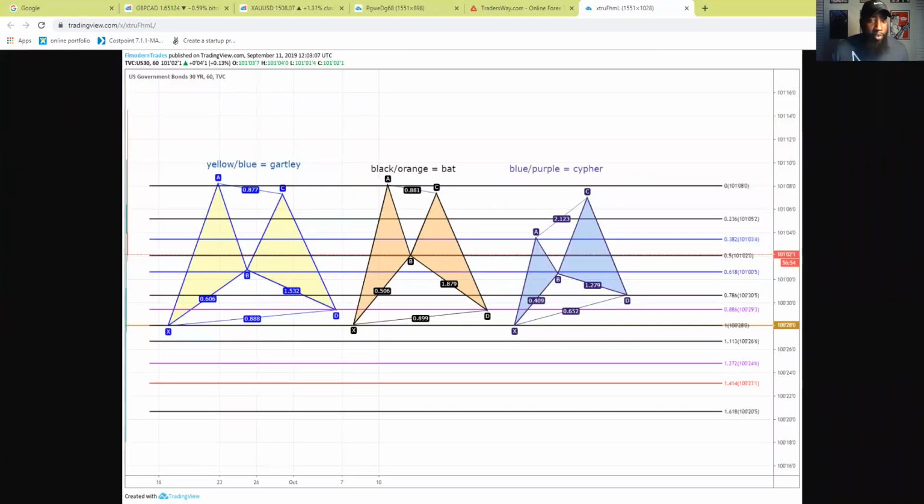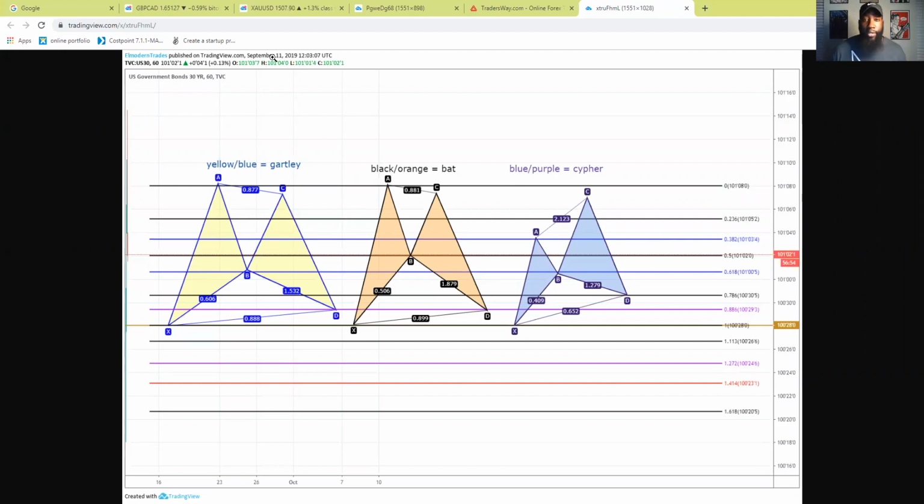From now on, this is how I'm going to be setting up my harmonic patterns on my charts. If you see yellow and blue, know it's a Gartley. We don't have to ask that question at all. If you see orange and black, it is a bat pattern. We won't have to ask what kind of pattern it is. If you see purple and blue, it is a cipher.